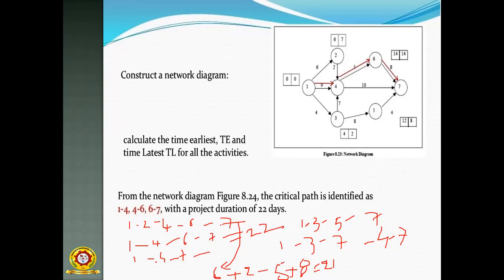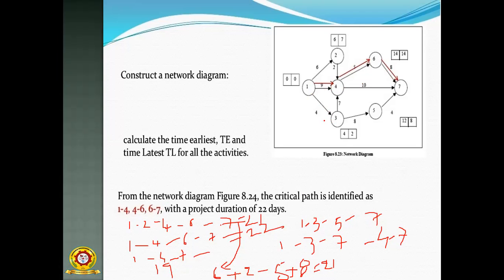Suppose 1 to 4, what is the value? 1 to 4, 9 plus 10. Suppose 1 to 4 and 4 to 7, 9 plus 10, the value is 19. So this is not the highest value. So the first one is 21, which we already calculated. The second one is 22 and the third one is 19. And then 1 to 3, 3 to 5, 5 to 7.